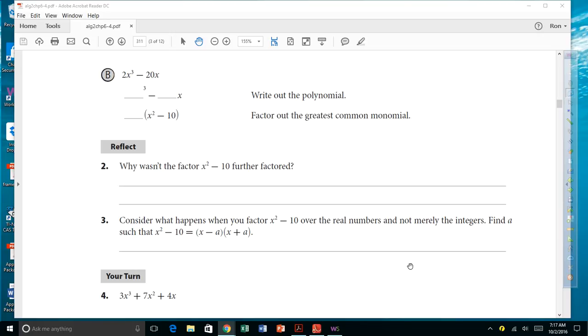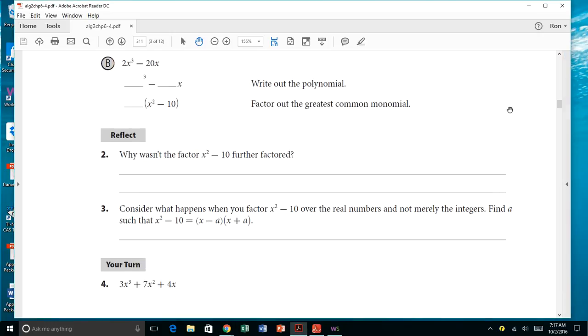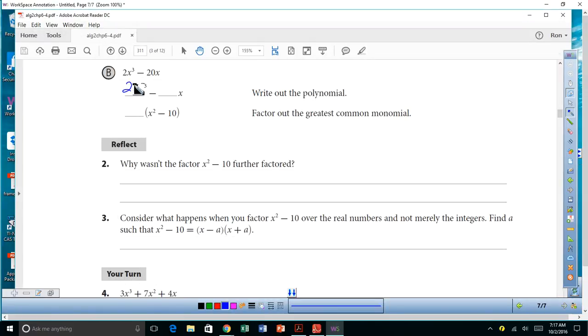So we have 2x cubed minus 20x. Write out the polynomial. So you've got 2x cubed minus 20x. Now what's the greatest common factor of these two? x. So that gives you x times x squared minus 10.